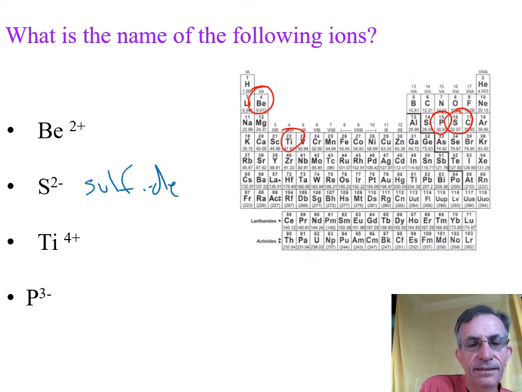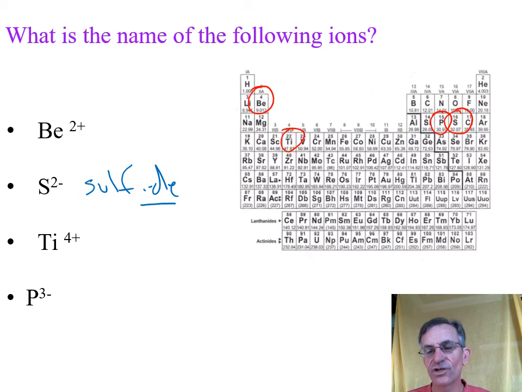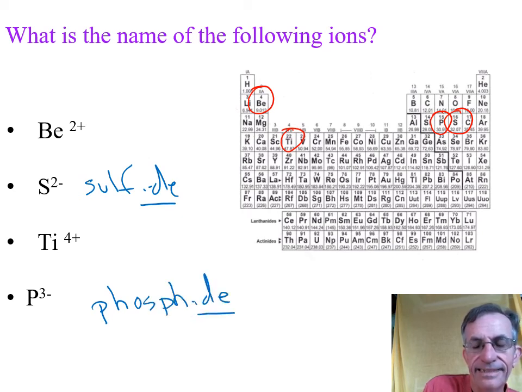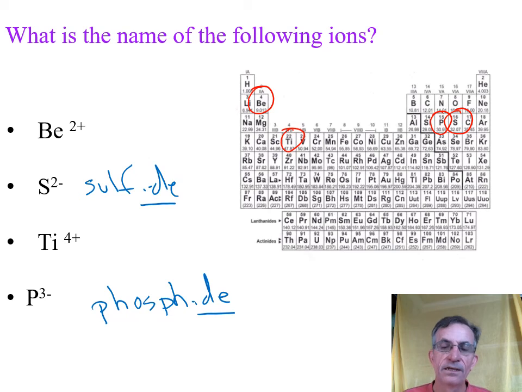Sulfide. P with a negative charge. An element with a negative charge is going to end in "-ide". Phosphide. Negative things end in "-ide". Now, what about positive things? Positive things, metals with a charge, will not end in "-ide".